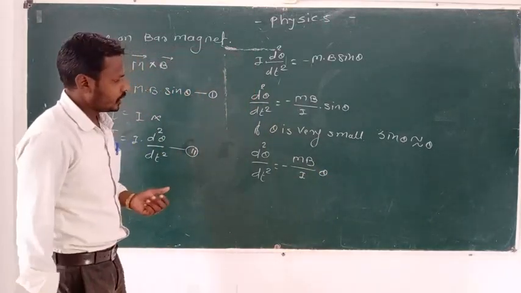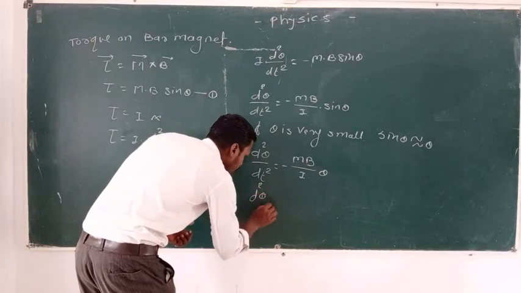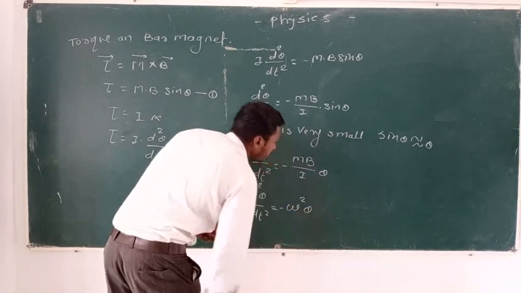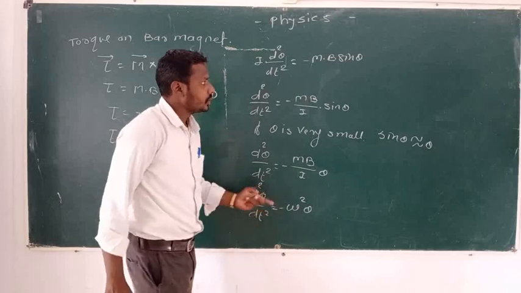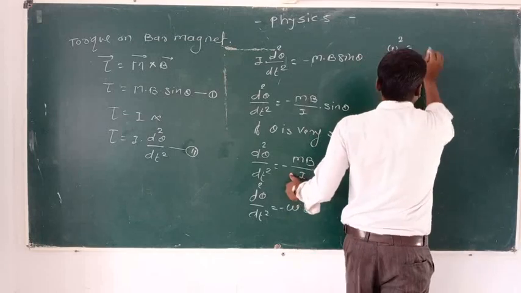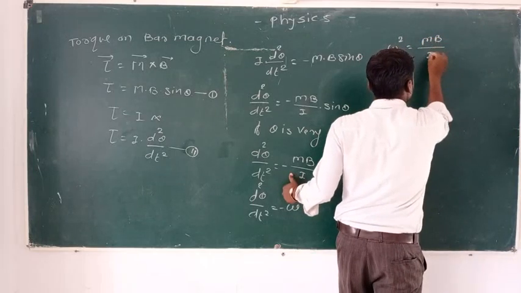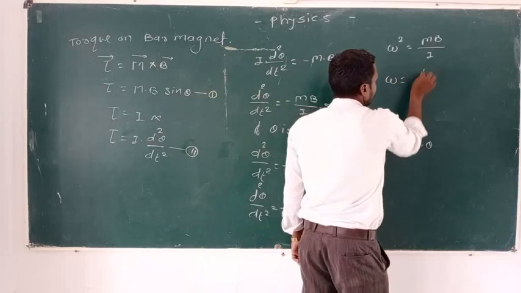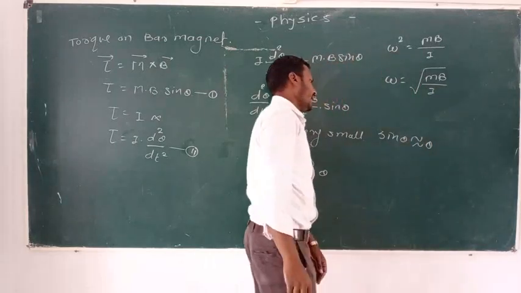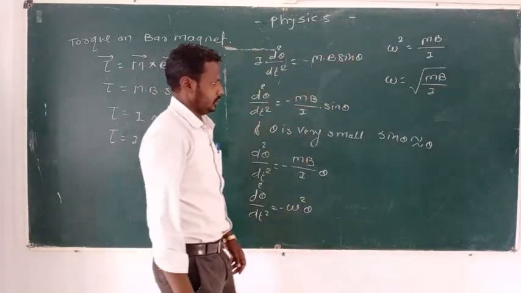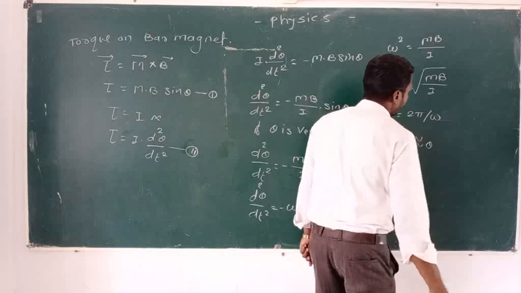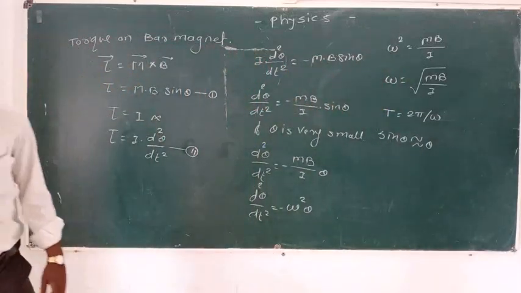Comparing this equation with d2 theta by dt square is equal to minus omega square into theta, we can write omega square is equal to mb divided by I. Then omega is equal to square root of mb divided by I. We know that the time period of that bar magnet is T is equal to 2 pi divided by omega.